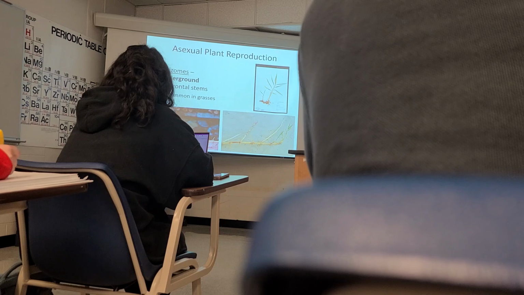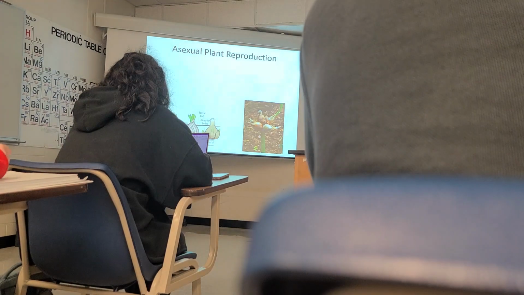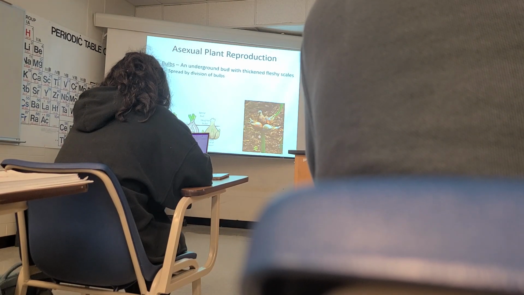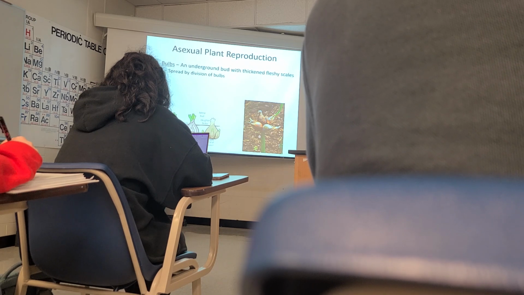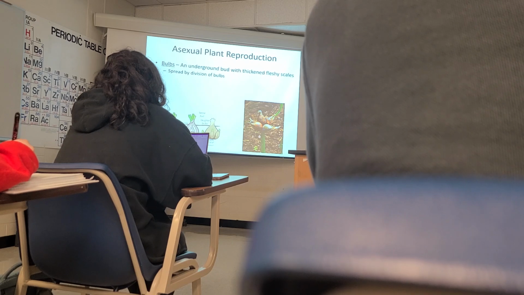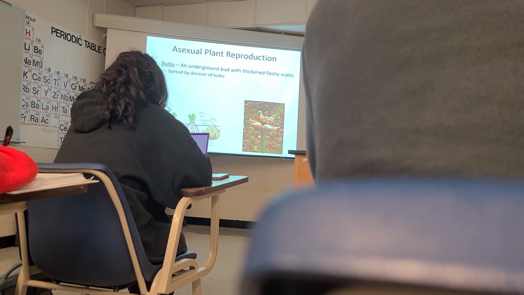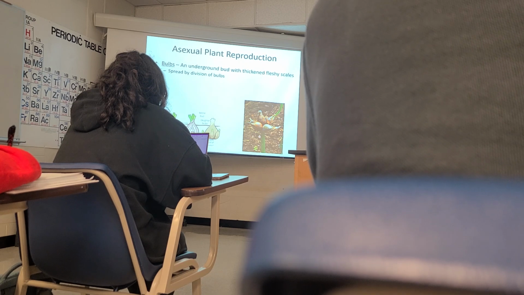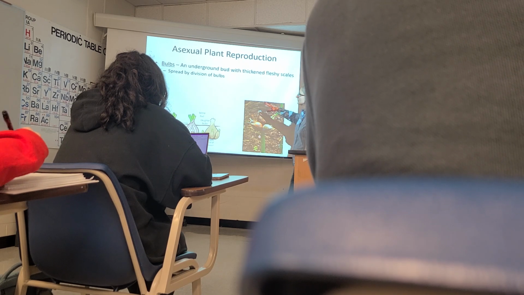All right, we also have bulbs as a means of asexual reproduction. A bulb is essentially a bud. It's an underground bud that has these thickened fleshy scales, think layers. That's why an onion has layers. Those are the scales that are wrapped around the bud itself. That's not a seed, right? This is a vegetative propagule, it's something different. And it spreads by division of bulbs.